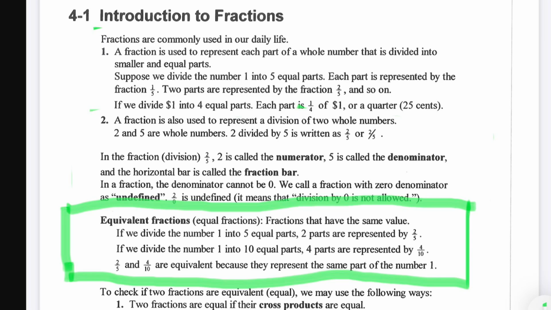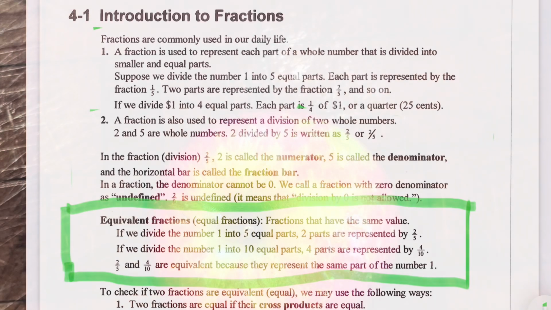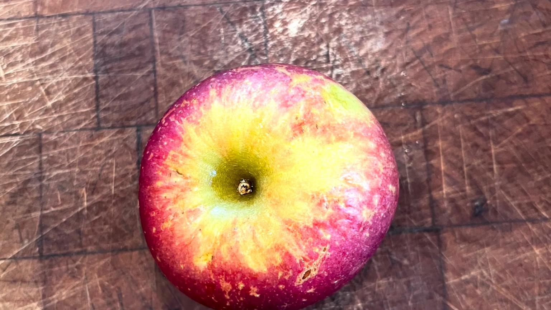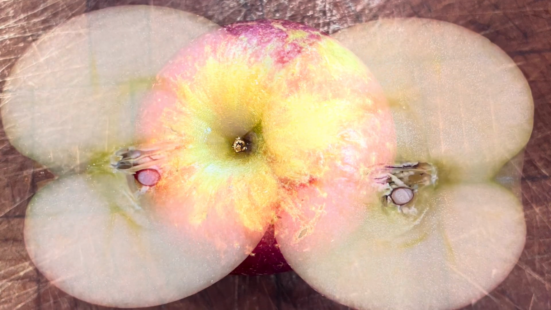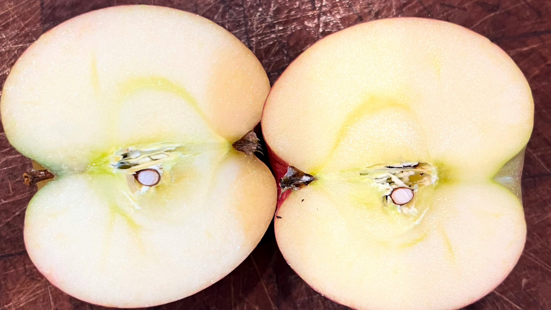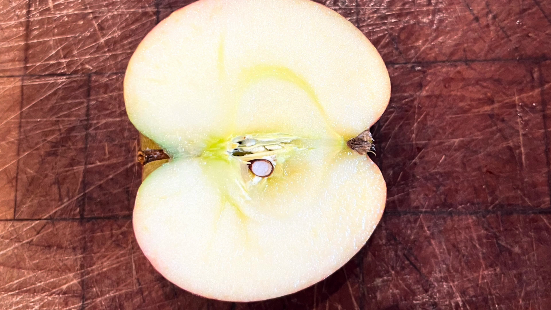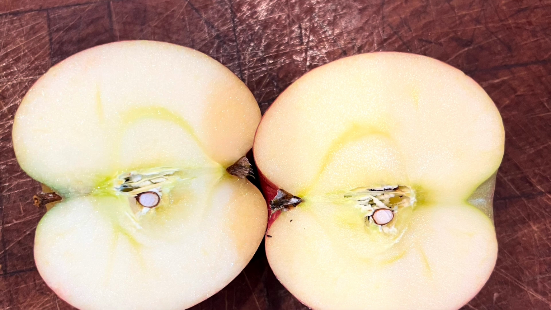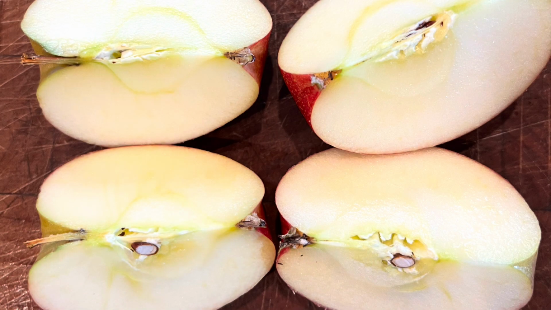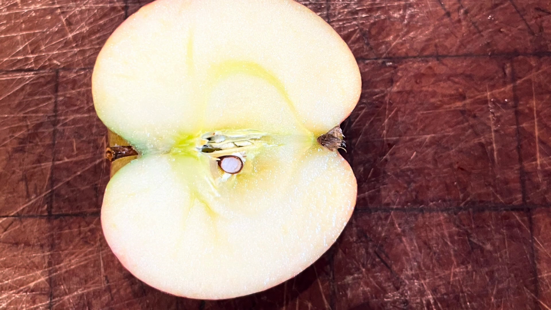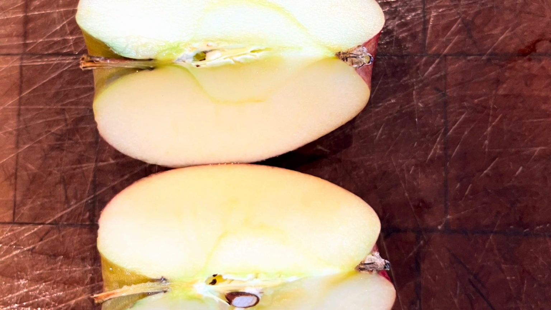Equivalent fractions are fractions that have the same value. So here we have one whole apple. If I cut it in half, 2 equal parts, I have 2 halves of an apple. And here I have 1/2 of an apple. Now, if I take those 2 halves of the same apple and cut those in equal halves, now I have 4/4 of an apple. 1/2 of an apple is equal to 2/4 of an apple, and those are equivalent fractions.